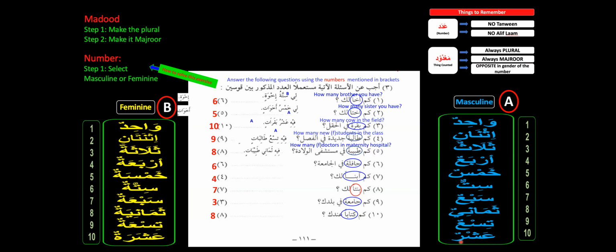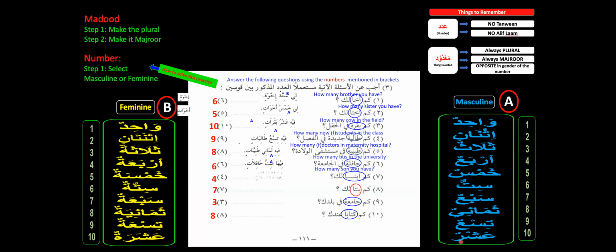Kam hafilatan fil jami'ati. How many buses are in the university? You want to say 6. You have to decide which number 6 you will choose, sittun or sittatun. This is a very easy exercise, because the question itself is telling you the singular, so you don't even have to think about the singular. Fiha sittu hafilatin.